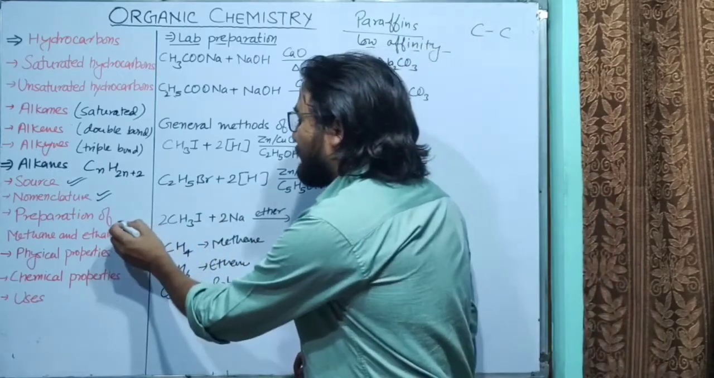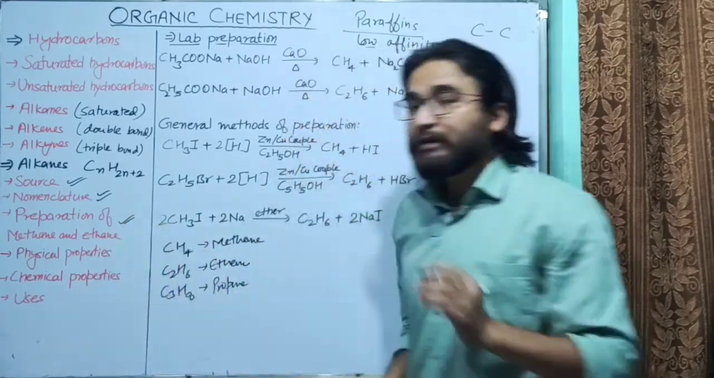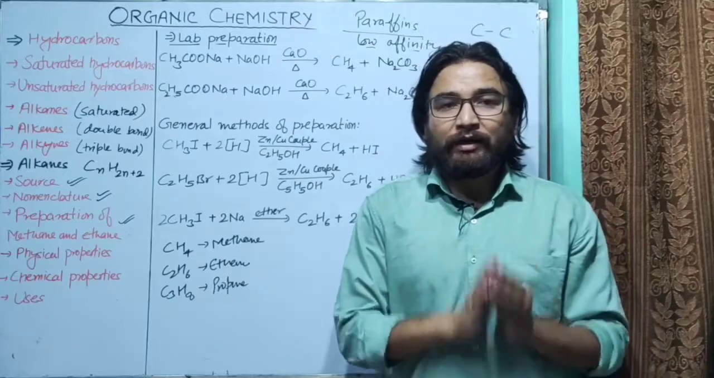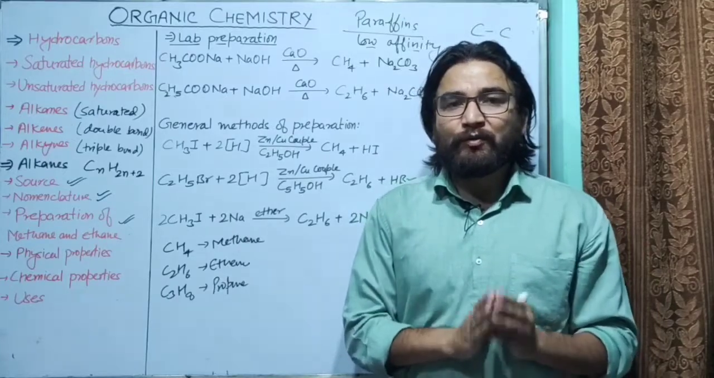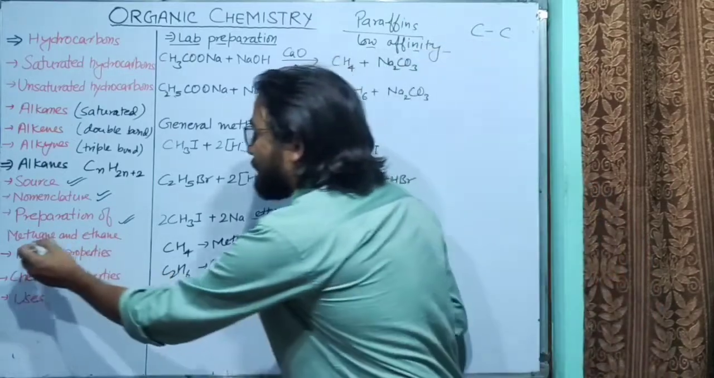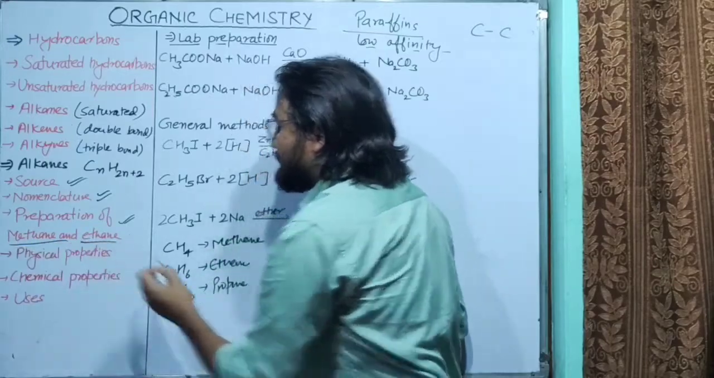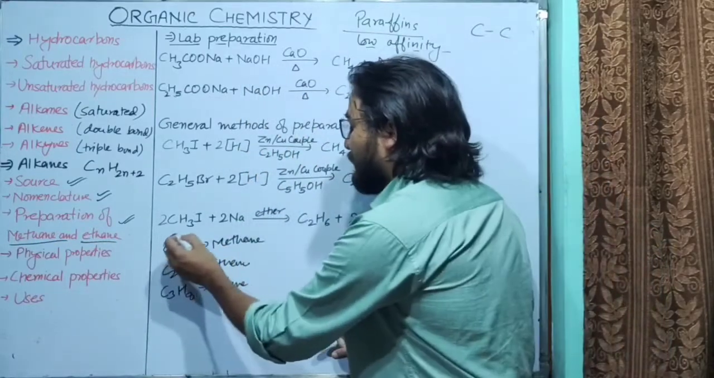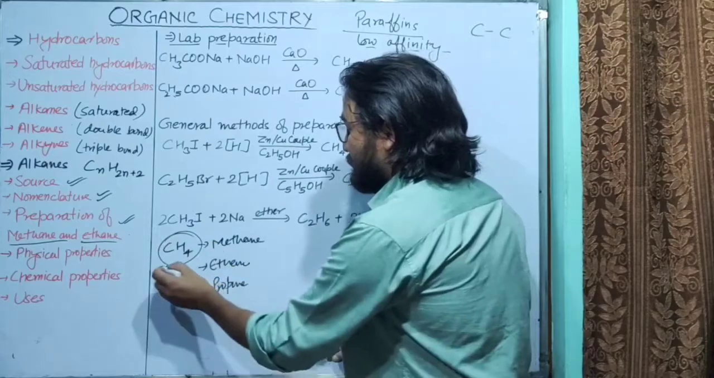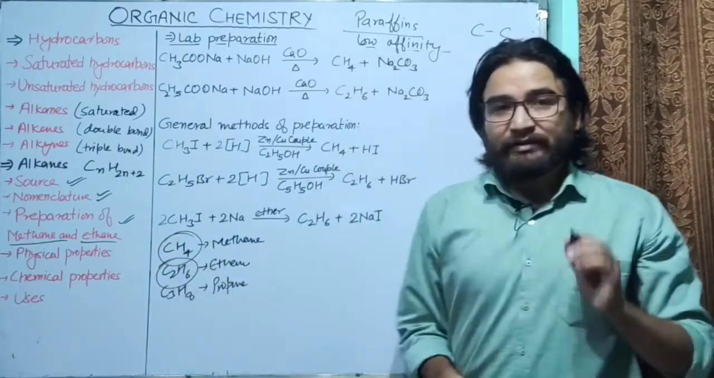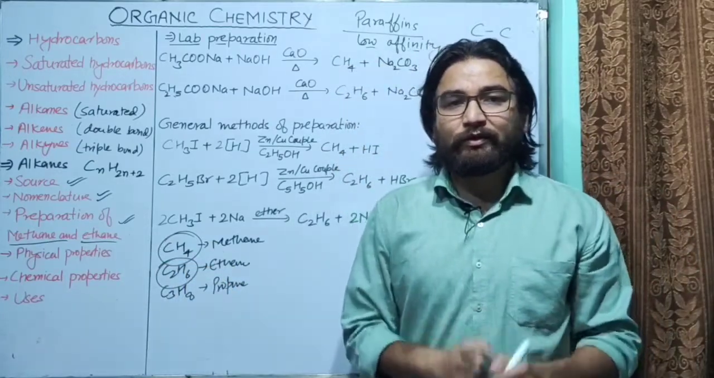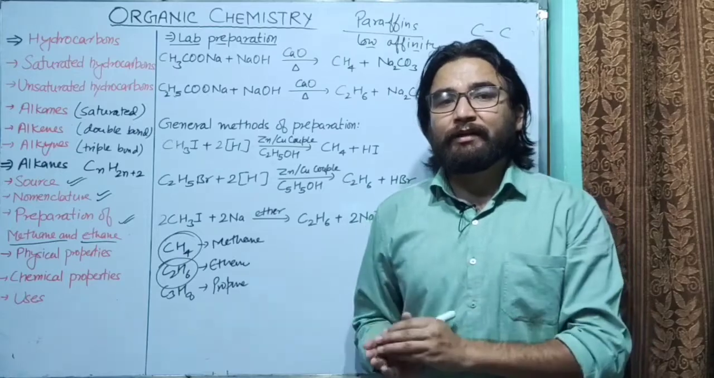Now the next topic is preparation of methane and ethane. In this lecture, we will mainly focus on two compounds. The first is methane and the second is ethane. You know the formula of methane is CH4, and the formula of ethane is C2H6. So we will be talking about methane and ethane only.